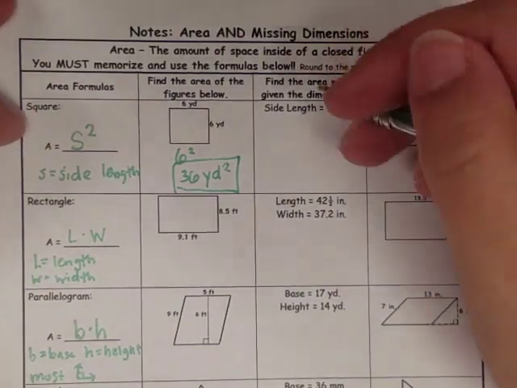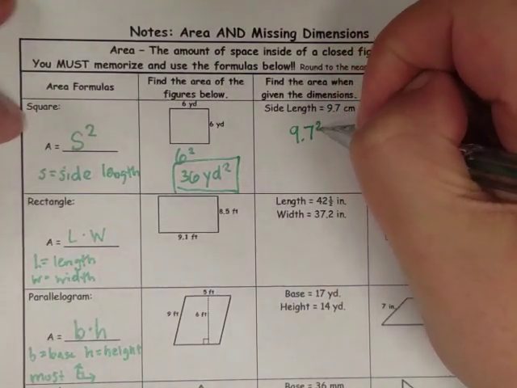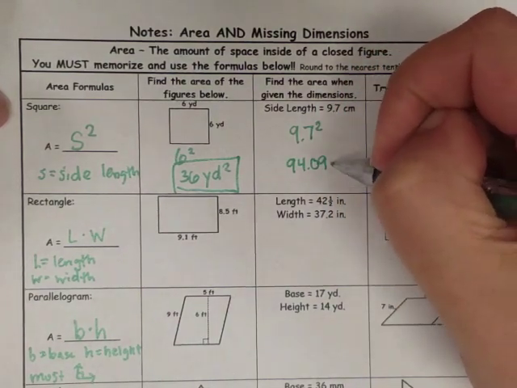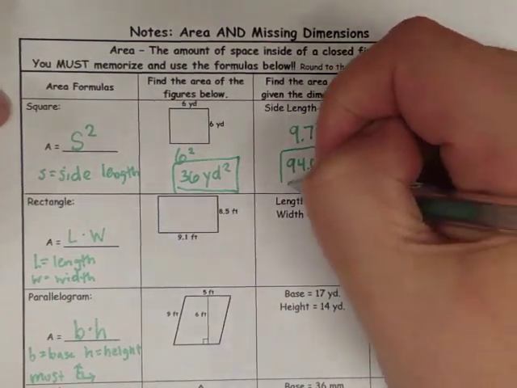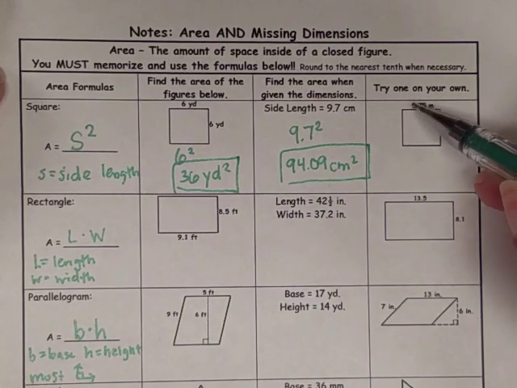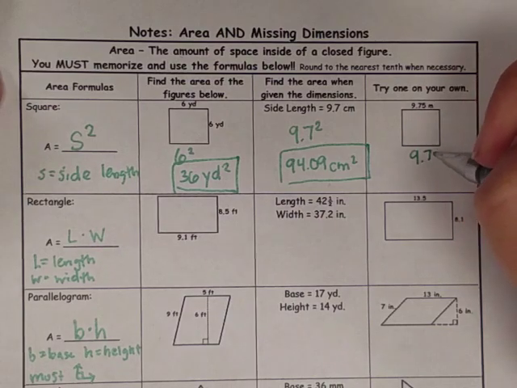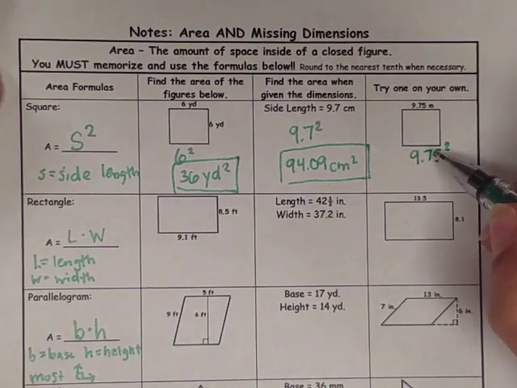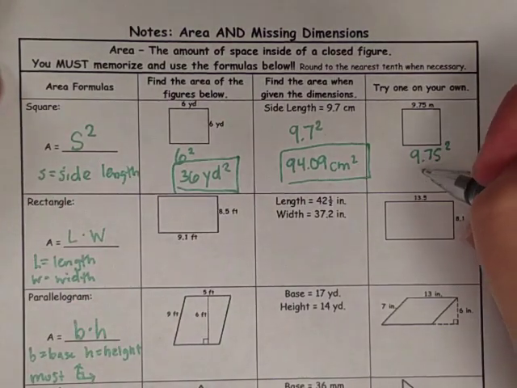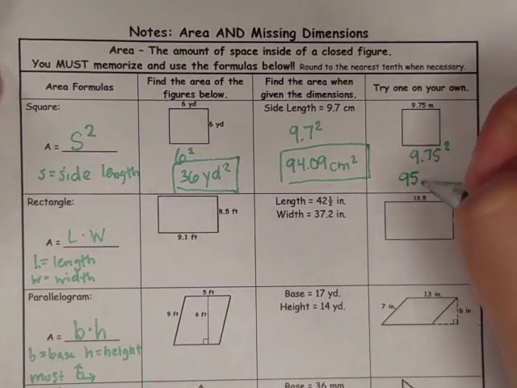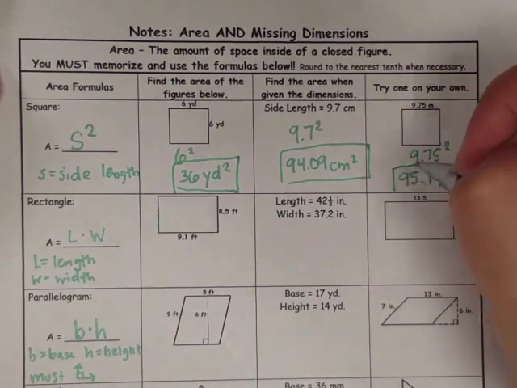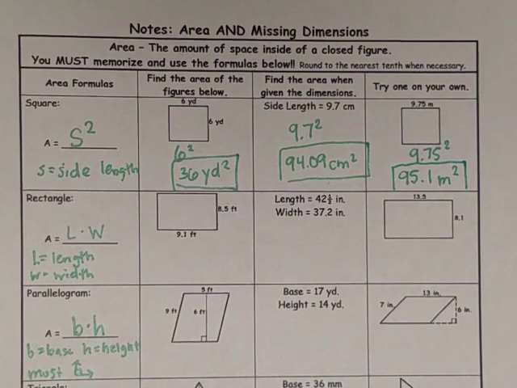All right, this square has a length of 9.7, so 9.7 squared, and 9.7 squared is 94.09, and that's centimeters squared. All right, the third square is 9.75 meters long, so we're just going to do 9.75 squared, because that's the side length, and that goes into the formula right here. And 9.75 squared is 95.06 something something, so we're going to round to 0.1. And that gives me meters squared. So those are all the areas of the square.